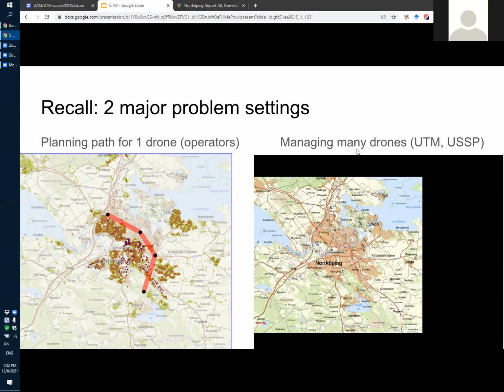versus managing many drones, as you see here on the right in the video where we have simulated flights of many drones over Norrköping. So the crux of the UTM, or what a USSP, UAS service provider, would do, is managing many drones. But when you think about a single operator, the operator may have many drones and many missions, but every time an operator plans a route, the operator plans a single route. So that's a different question. I wanted again to emphasize the difference between two different problem settings, even though they are connected.